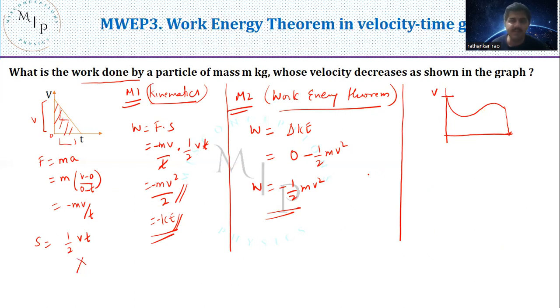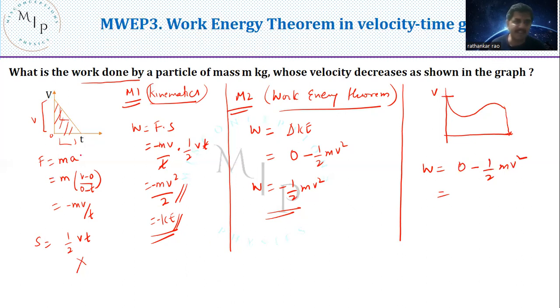And much of the information is not given to you, then the easiest way to solve it is using your work energy theorem. Now let us solve it using the work energy theorem. The work energy theorem here is nothing but final kinetic energy, which is 0, minus initial kinetic energy, which is half mv square. So finally, this will be your work. If I take the magnitude of this, this will be your work.